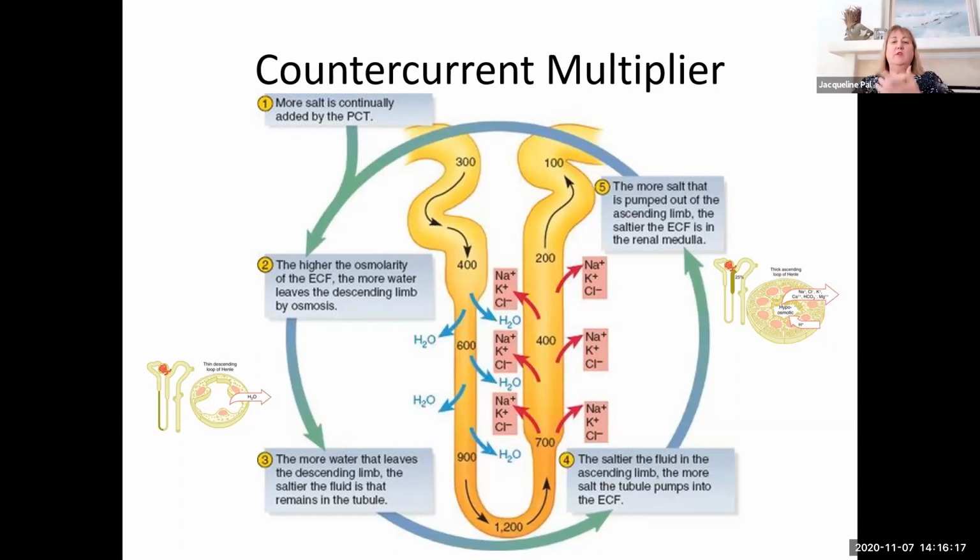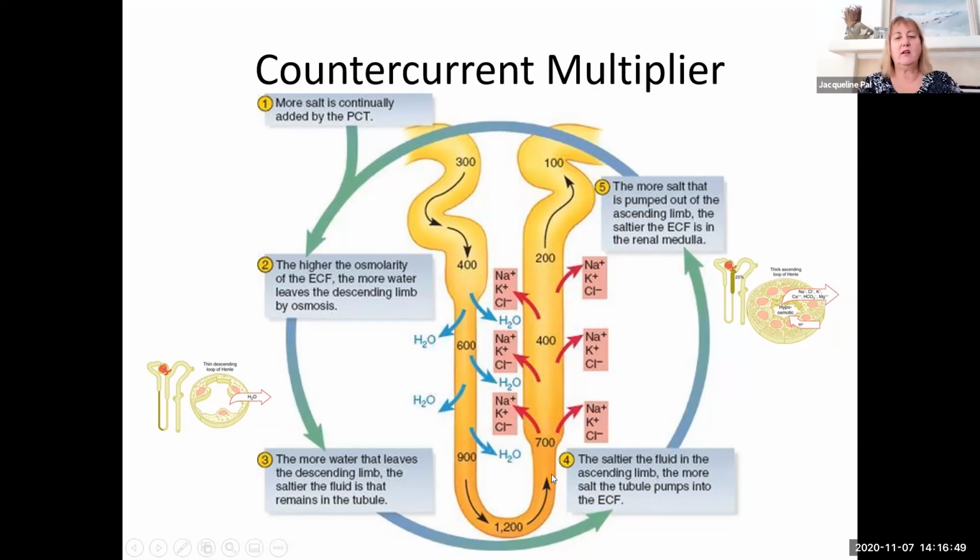So to review this countercurrent multiplier, you have to recall that sodium is constantly being added to the proximal convoluted tubule by the glomerular filtration. And then the higher the concentration we have here in the peritubular fluid, the more water we will have exiting the thin descending limb, thereby concentrating the fluid that remains in the tubule.